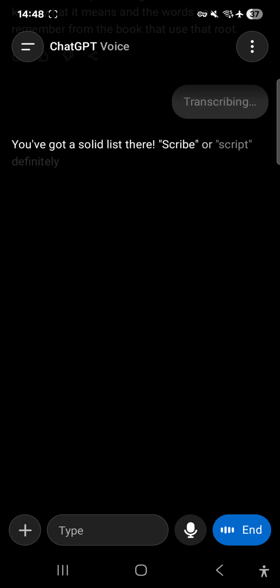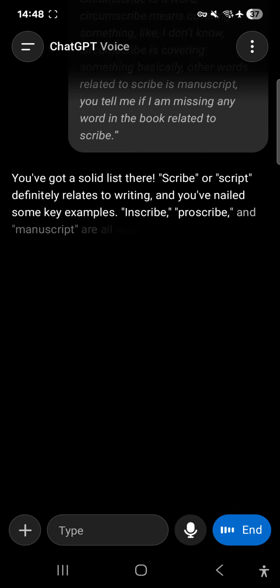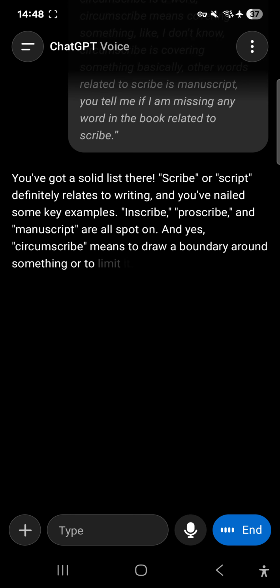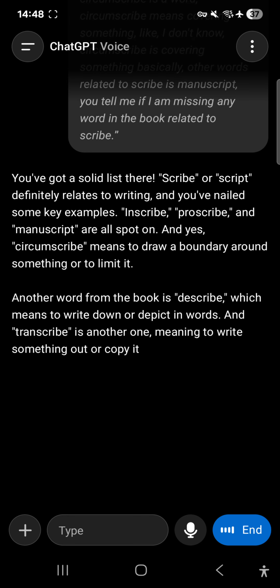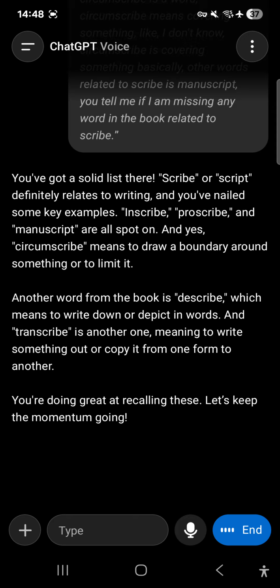You got a solid list then. Scribe or script definitely relates to writing, and you've nailed some key examples. Inscribe, proscribe, and manuscript are all spot on. And yes, circumscribe means to draw a boundary around something or to limit it. Another word from the book is describe, which means to write down or depict in words. And transcribe is another one, meaning to write something out or copy it from one form to another. You're doing great at recalling these.